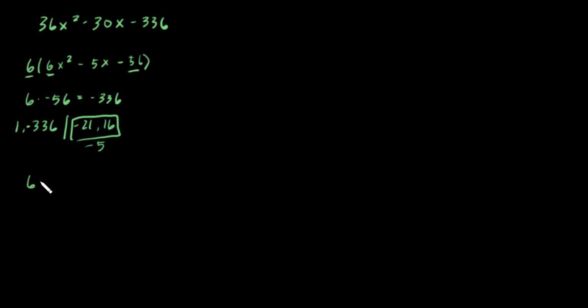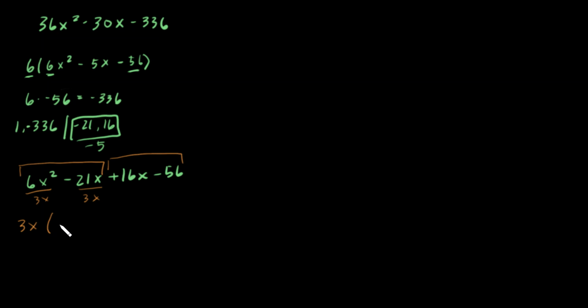Okay, so I get a 6x squared, and now I'm going to split it into a negative 21x plus 16x minus 56. And then I am going to group these two, and I'm going to group these two. So I look for the GCF between these two terms, and so that is a 3x. When I factor something out, remember I'm dividing. So I get a 2x minus 7.